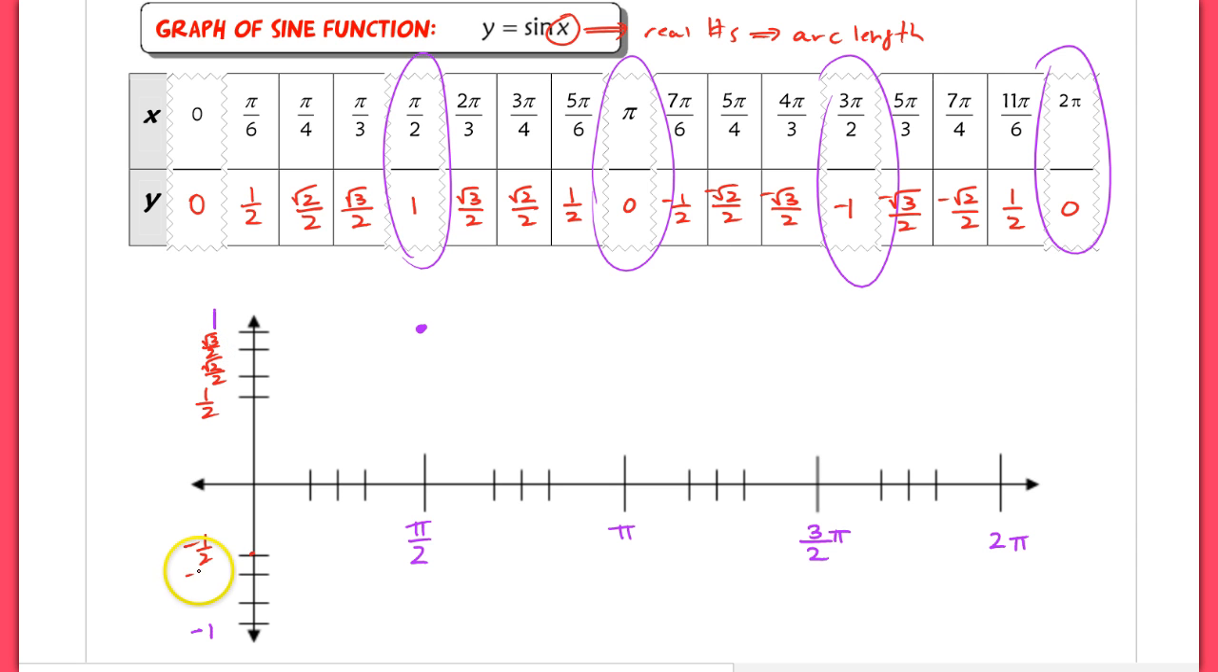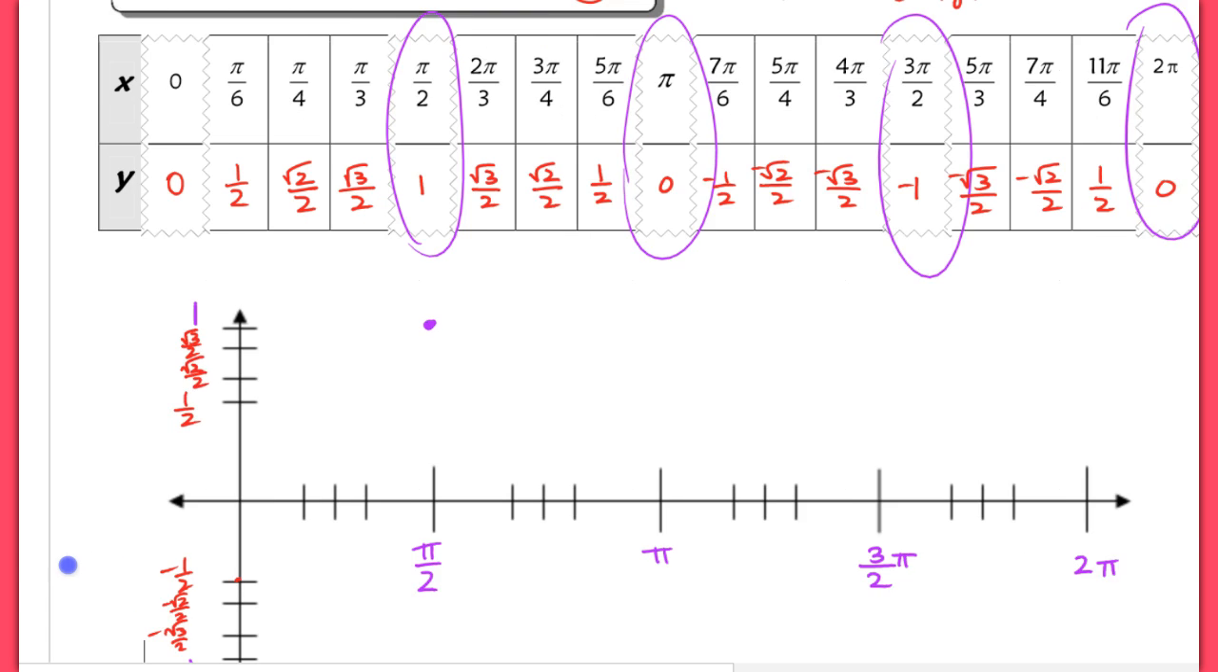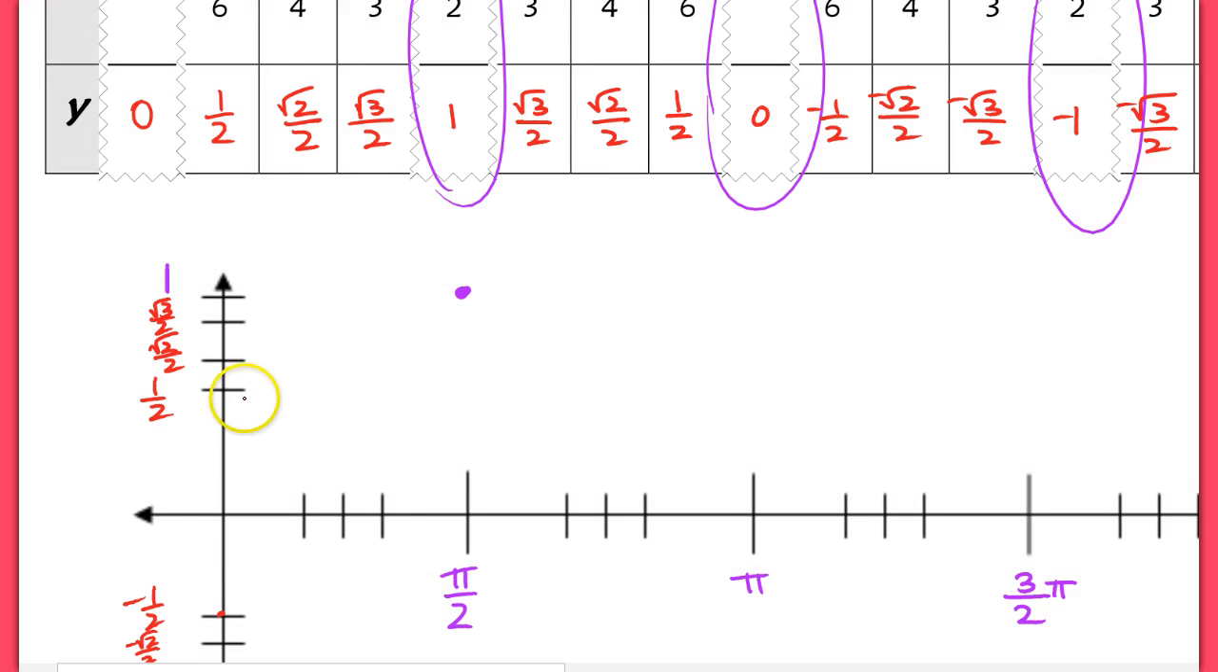So down here I have negative root 2 over 2 and negative root 3 over 2. So it kind of makes sense because this value here is 0.5. This is approximately 0.71, and this is approximately 0.87. So, kind of cool that it all fits together.